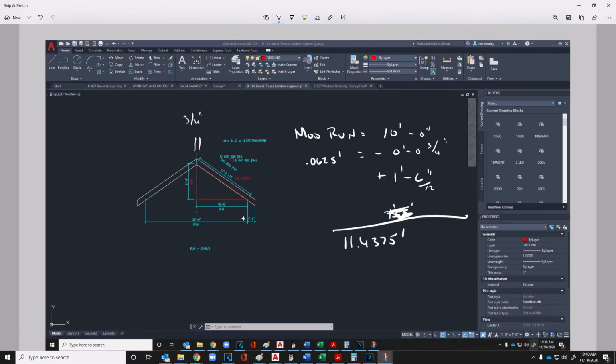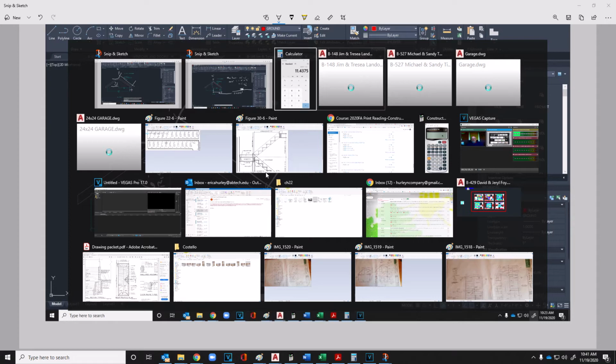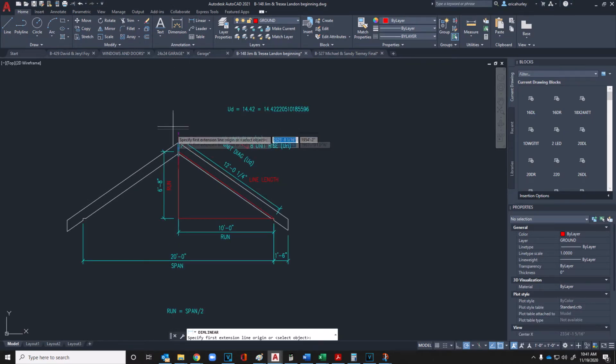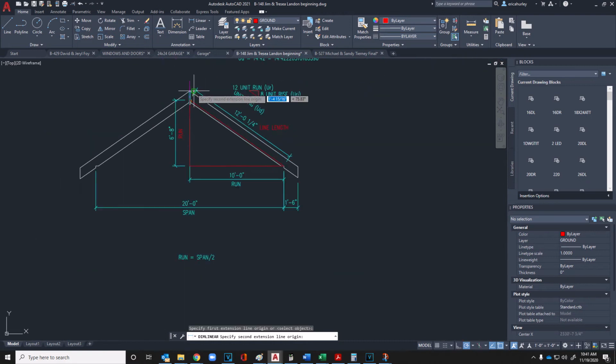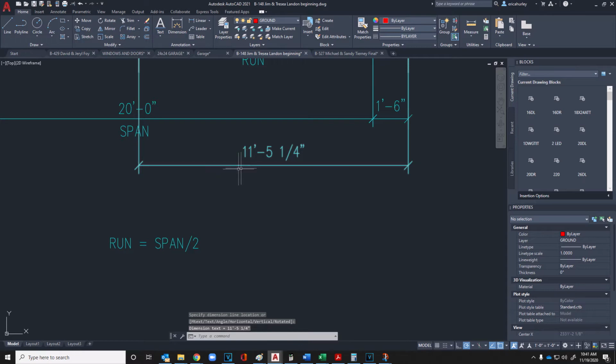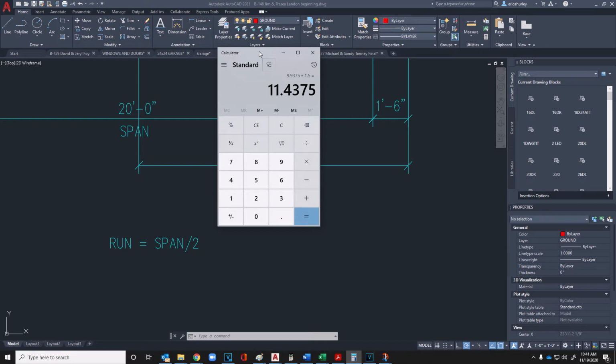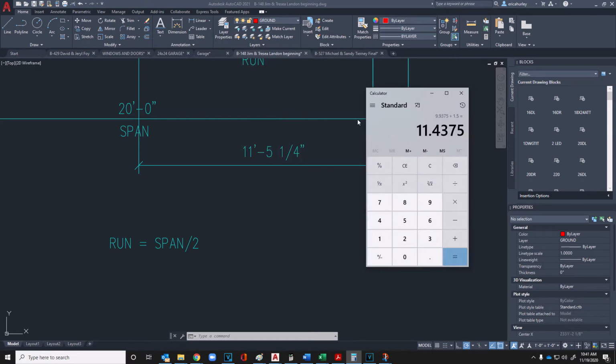Okay, so I'm going 3/4 of an inch off from center, and then I'm going all the way to the outside here. So that is equal to that. All right, so let's go over to CAD and see if we were correct on that. So I'm going to measure from here to the outside here, and that is 11 feet 5 1/4 inches. Is that correct? So let's go back over here and check this. All right, so this is what we're going for.